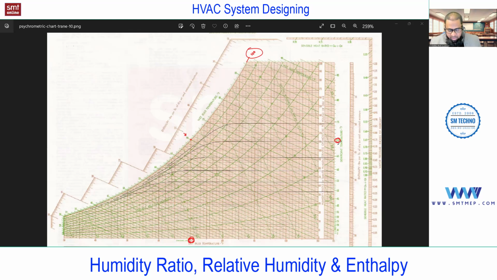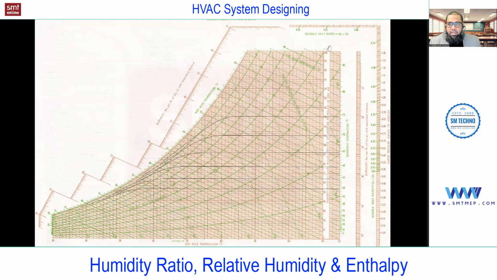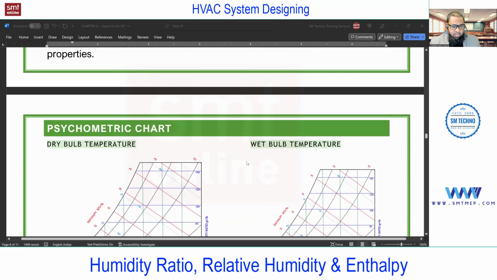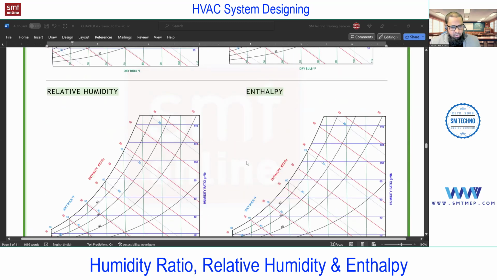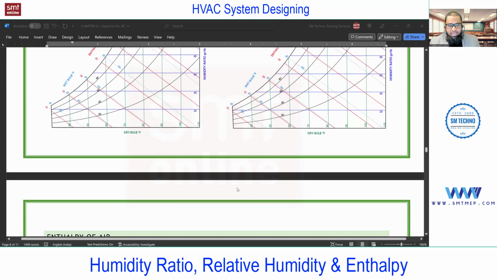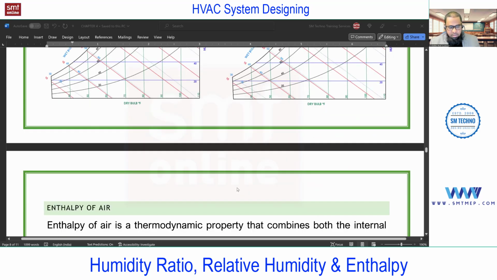But how to use this psychrometric chart, we'll discuss now after completing enthalpy. The next one, humidity ratio, we already discussed. Now this note we'll discuss. Let me complete the enthalpy first. We already discussed enthalpy. What is enthalpy? In short, heat content. Total heat content of the system, or a substance.